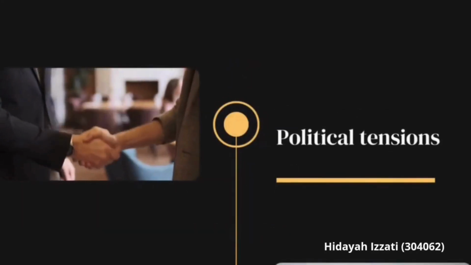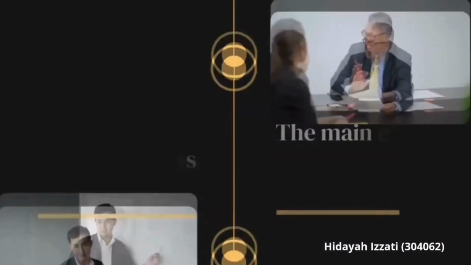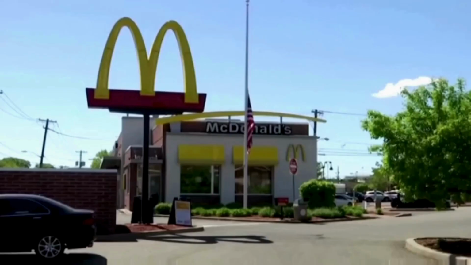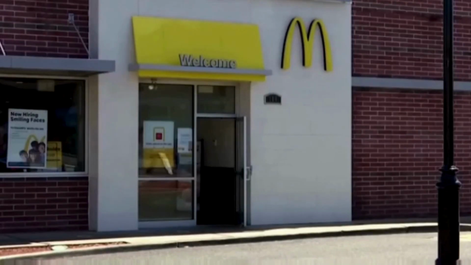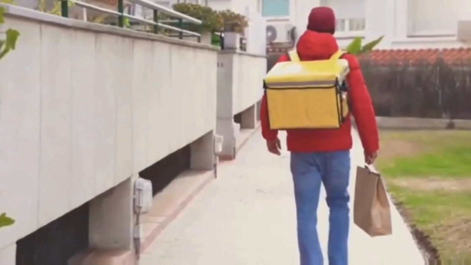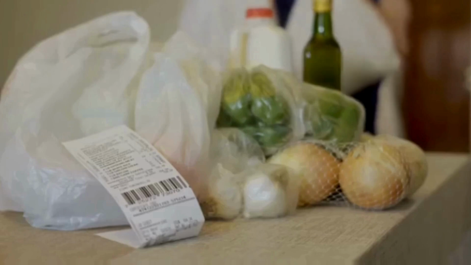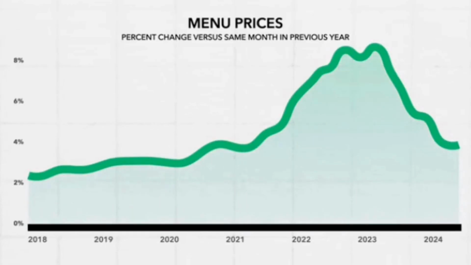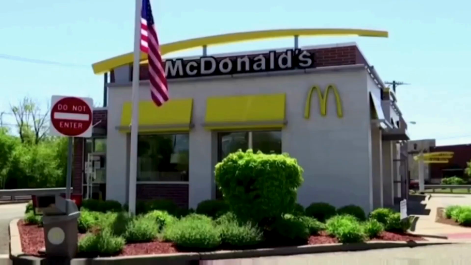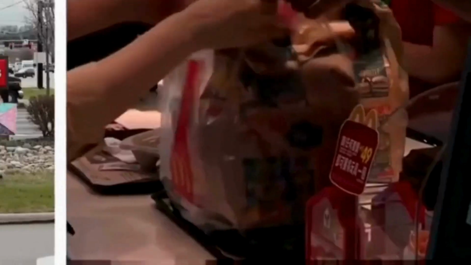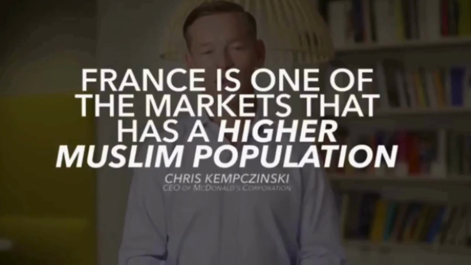Political tensions and worldwide boycotts are the main causes of the McDonald's conflict as a case of horizontal FDI. Due to its claimed connection with specific worldwide political views, McDonald's experienced opposition in different countries, resulting in a decrease in revenue and temporary closures. The company was clearly targeted during foreign conflicts that had an impact on its operations in several markets.